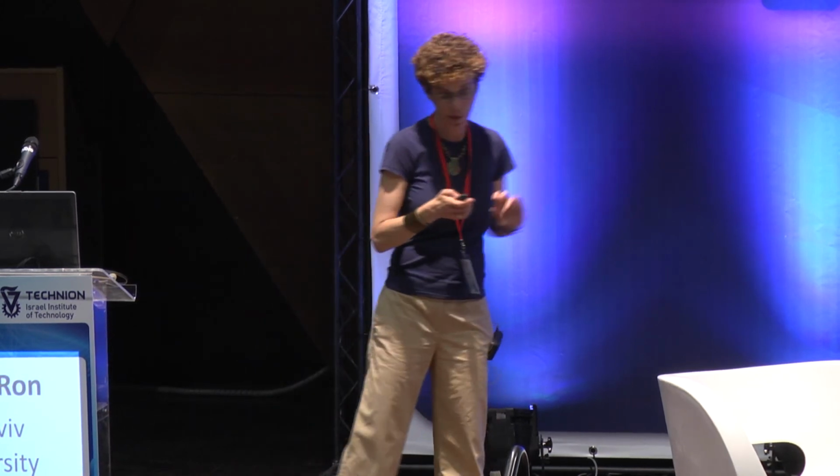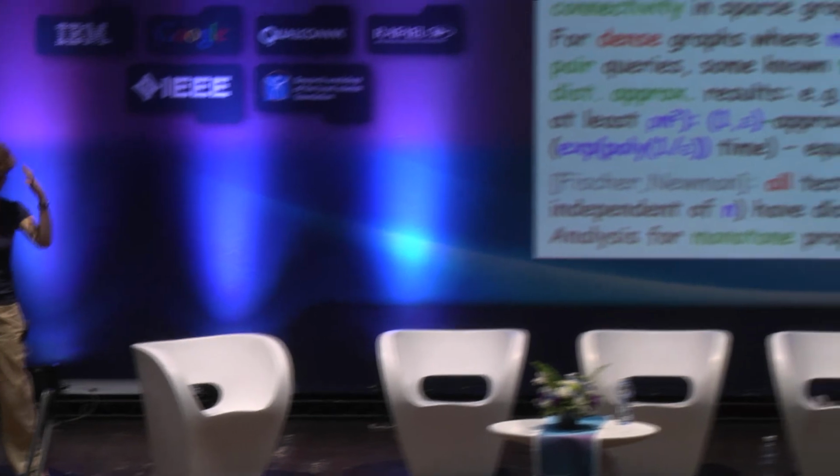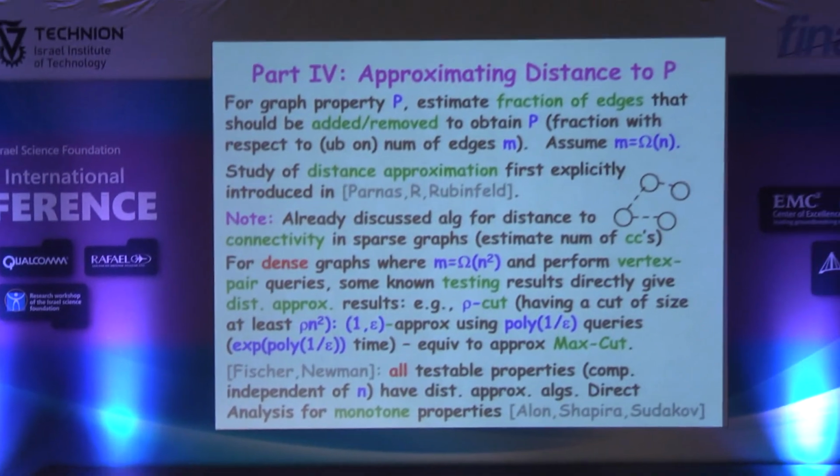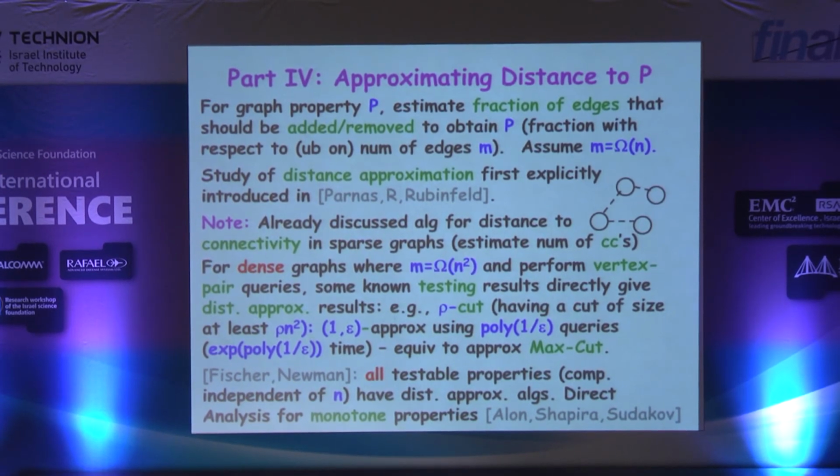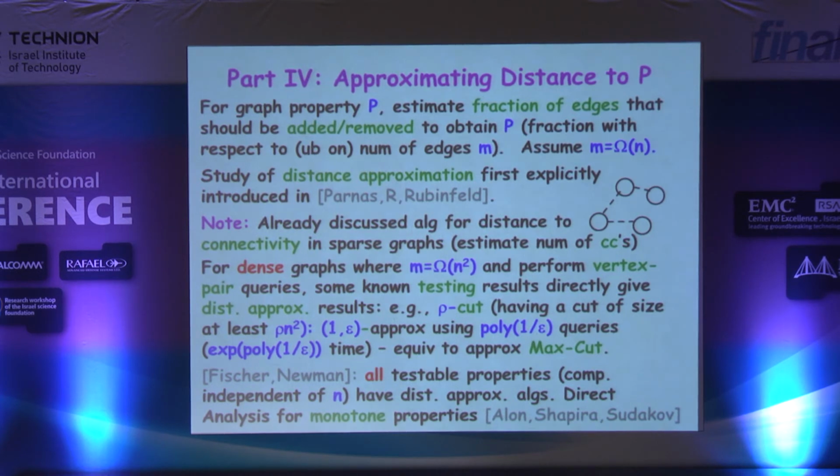And there are also some general results of Fischer and Newman that can transform algorithms of one type. That's another type of thing that I thought I'd talk about in this talk, but thought it would spread out too much, which is property testing algorithms. So all algorithms for which you can decide whether they have a property or are far from having it can be transformed to get distance approximation. So this is another type.